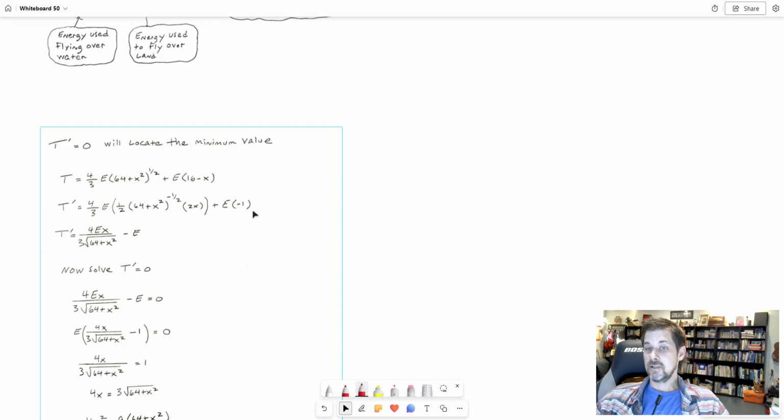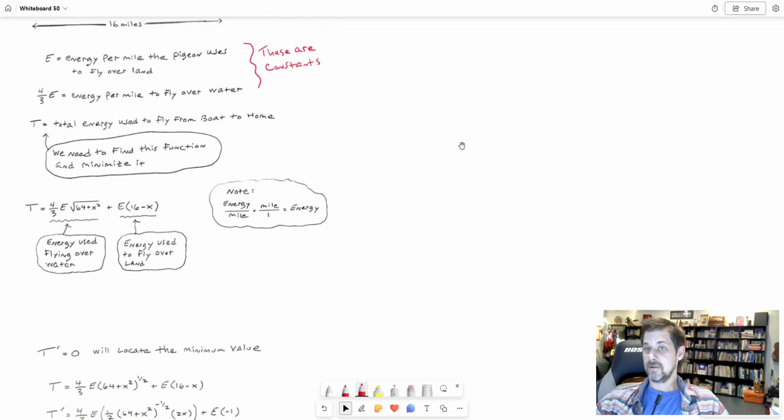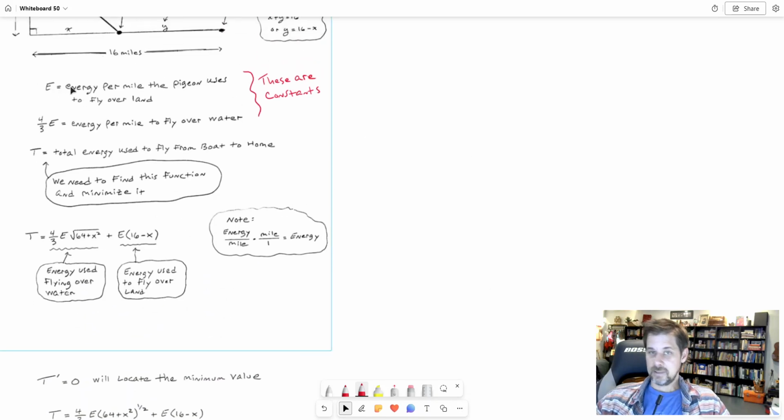And then what you're looking at here is me using the rules for derivatives to find t prime. So 4/3 e. E is a constant, however much energy per mile the pigeon uses and so on, that's a fixed number. It wasn't given to me in the question, but it's still a constant. And in calculus, we treat constants and variables differently. That's why it's important to know it's a constant.